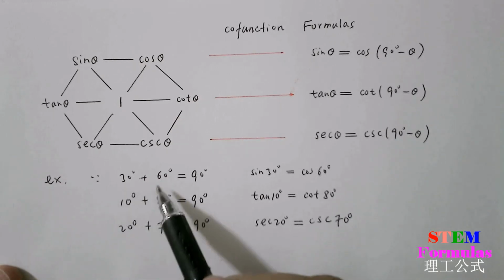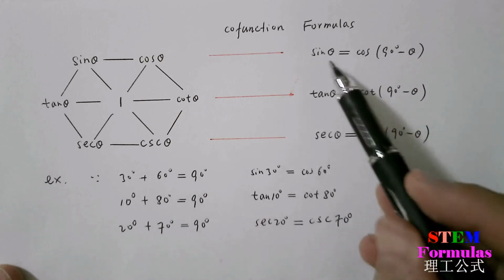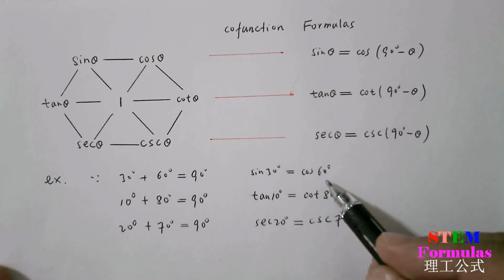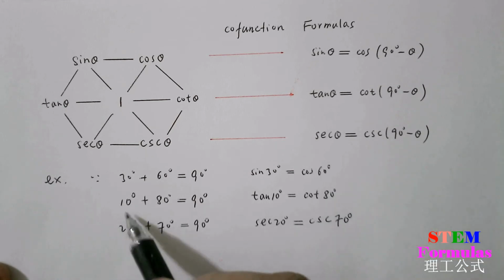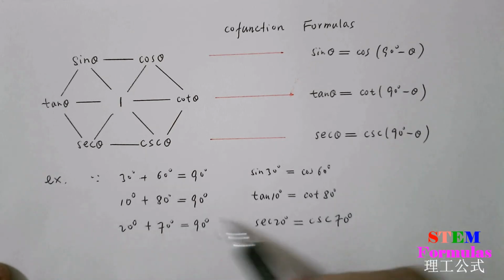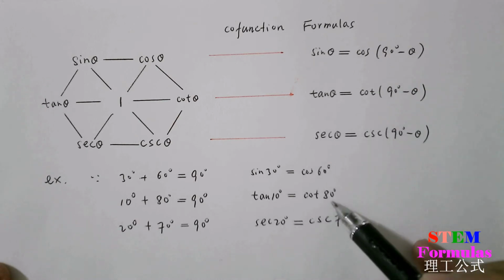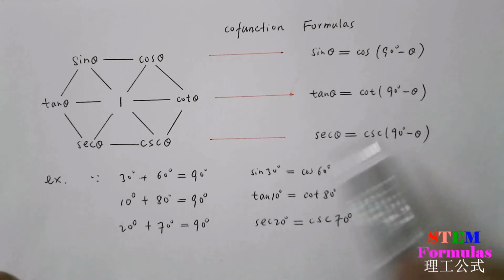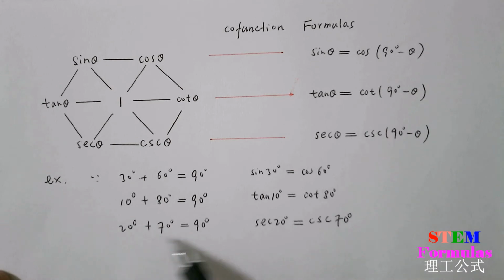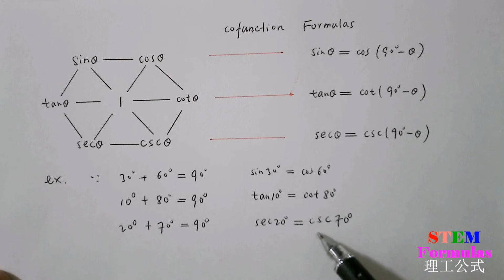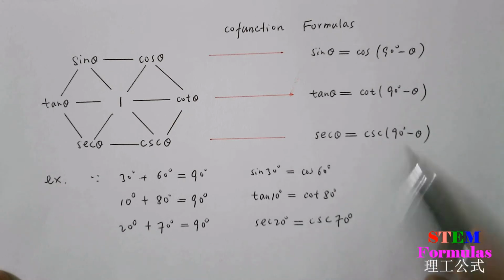So 30 plus 60 is 90 degrees, so sine 30, cosine 60. And 10 plus 80 is 90 degrees, so tangent 10 equal cotangent 80 degrees. This formula. 20 plus 70 equal 90 degrees, so secant 20 degrees equal cosecant 70 degrees.